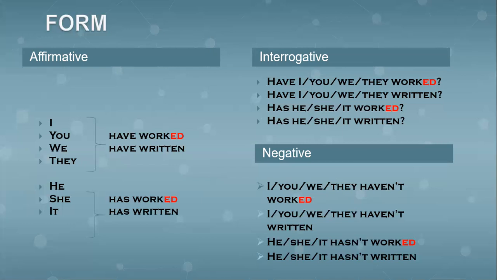But we must use a verb to have in the present perfect sentence. So it comes right after the subject. And after that, what happens to the main verb? Do we change it or do we leave it in its original form? Of course, we change it. How do we change it? We put it in what we call the past participle form.